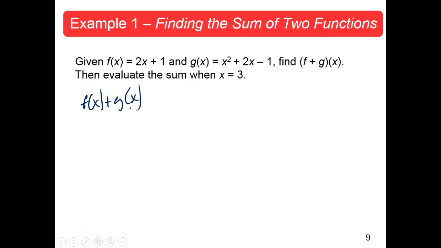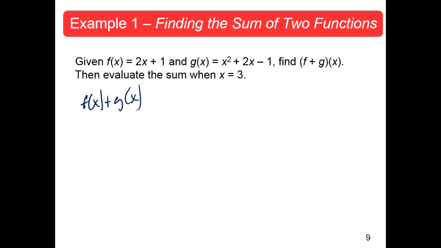Okay. Now, just so we don't worry about any issues, f of x is a linear polynomial function. What's its domain? All real numbers. G of x is a quadratic polynomial function. What's its domain? All real numbers. No sweat with the domains. Everything's in both domains, so this should work.